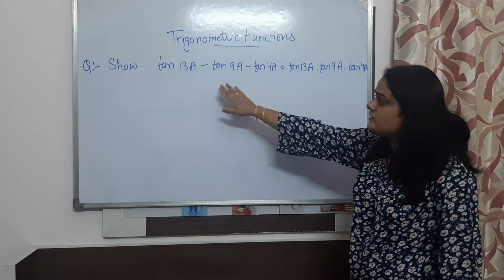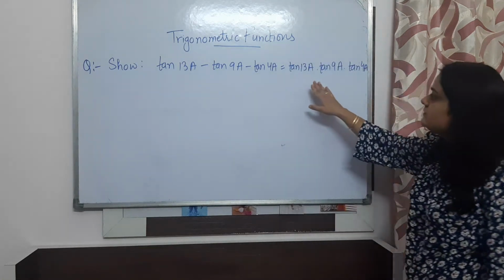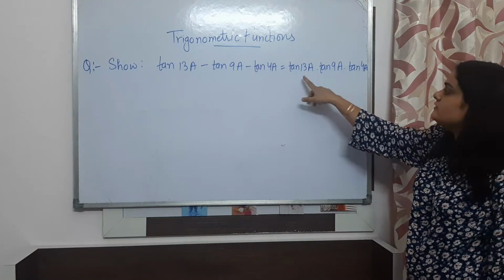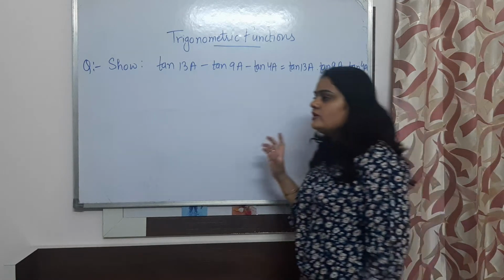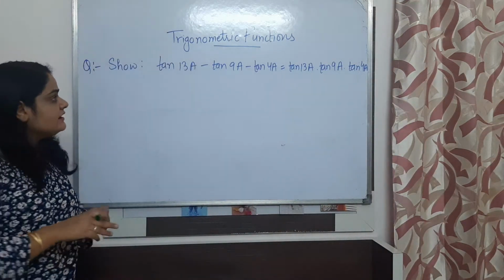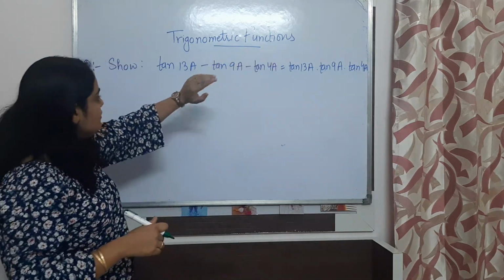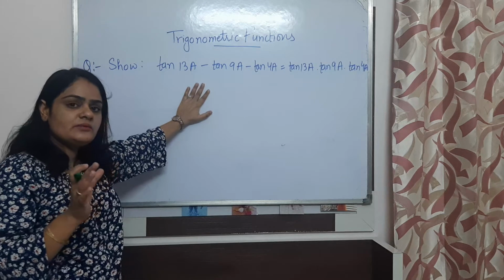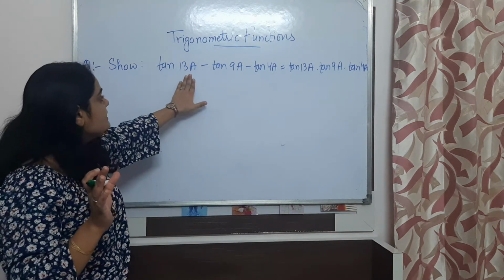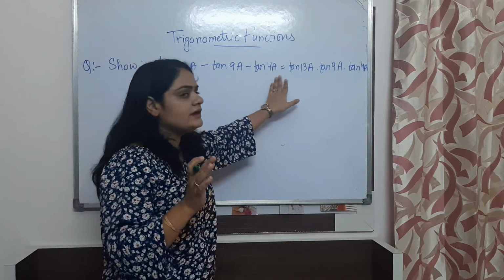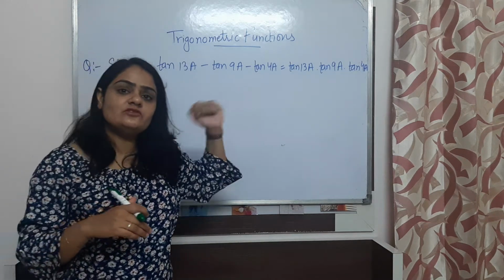Let's do this question. We need to show that tan 13a minus tan 9a minus tan 4a is equal to the multiplication of all 3 trigonometric ratios, tan 13a, tan 9a and tan 4a. You are watching that the trigonometric ratio is the same, that means tangent is there. There are 6 trigonometric ratios, and in all of them tangent is being used, but the angles are different. Here 13a, here 9a, here 4a, and again 13a, 9a and 4a. The angles are different but the trigonometric ratios are the same.